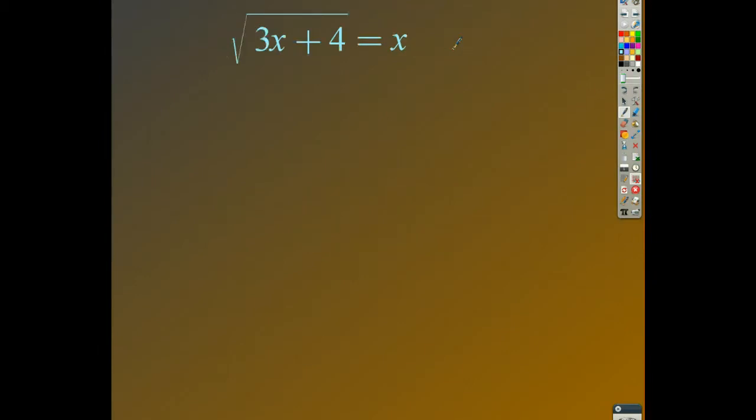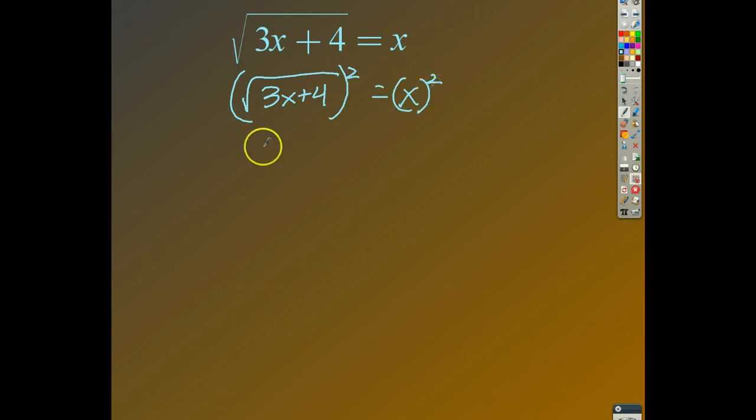Why don't you go ahead and try this one yourself? Go. Okay, hopefully you looked at this and you said, well, I need to be able to combine these x's somehow. So we're going to have to square both sides.